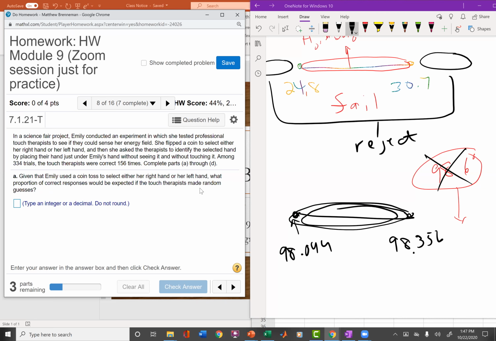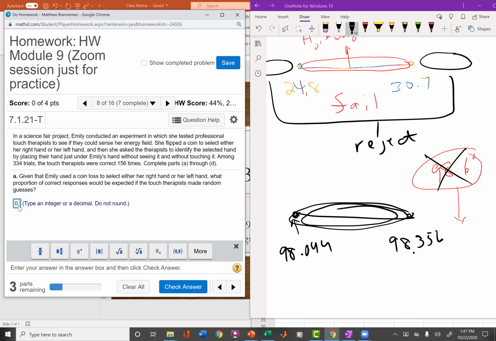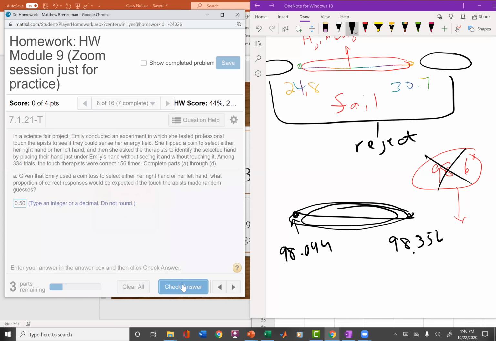What proportion of correct responses would be expected if the touch therapist made random guesses? Okay, so we would expect 50%, right? In other words, if I flip a coin and I don't show you which side came up, and I ask you to tell me, and you're like a psychic or whatever they are, but you're actually guessing, you're going to be right 50% of the time. So we know that's the right answer. And they're not giving a percentage, so it's going to be an estimate.